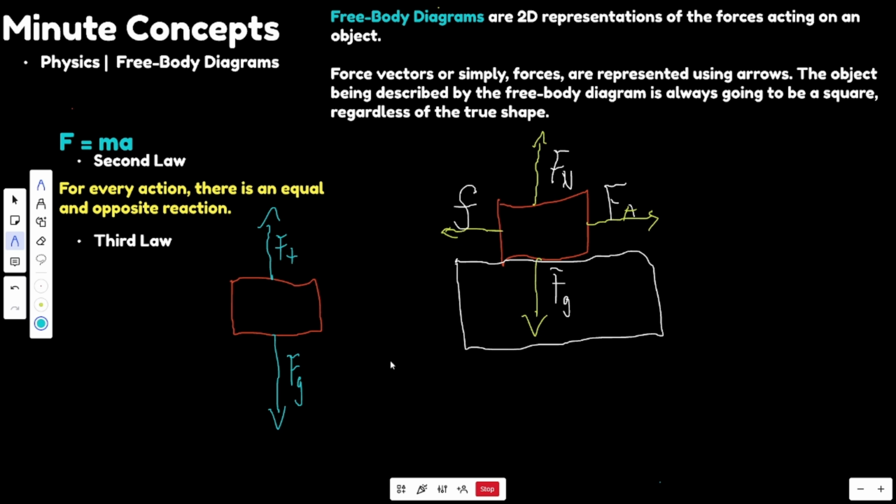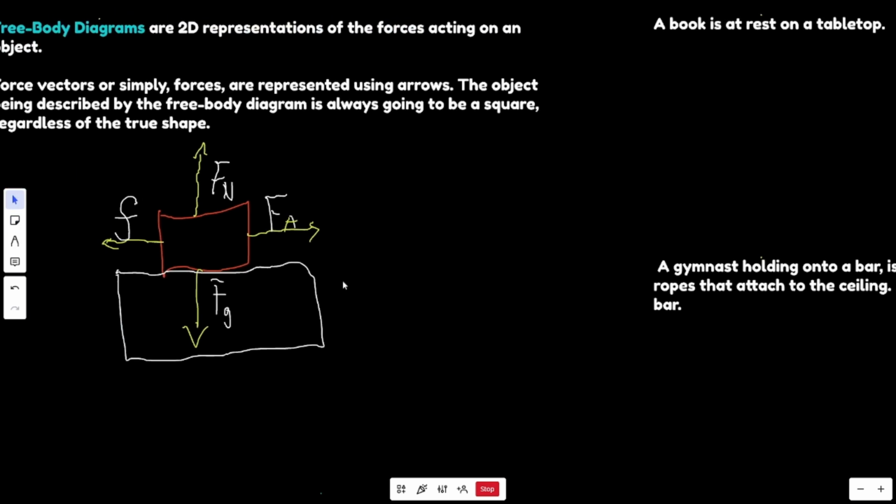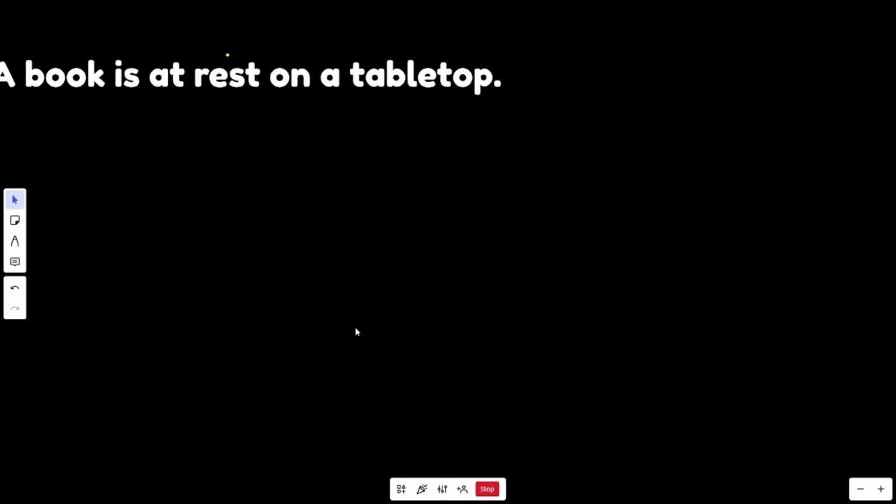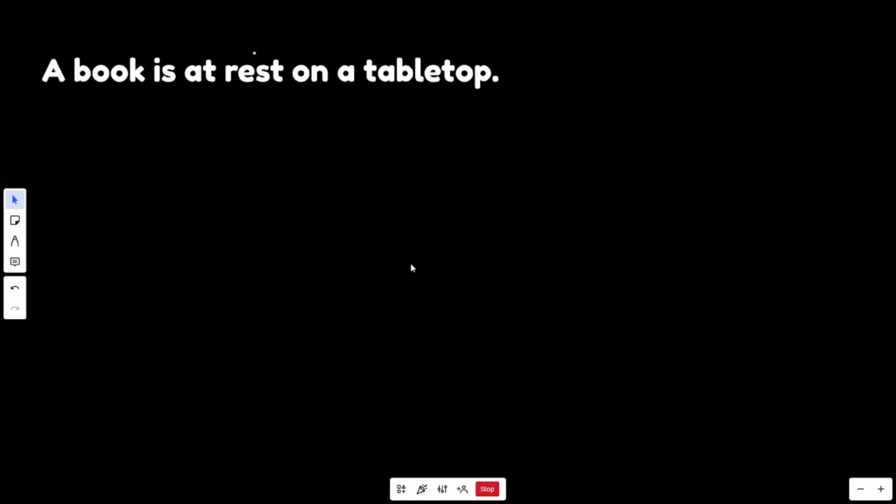So let's try and make free body diagrams without solving first for the magnitude of the vectors in the next situation. So I have some practice problems here. Let's try the first one. So a book is at rest on a tabletop. So this one is quite straightforward.